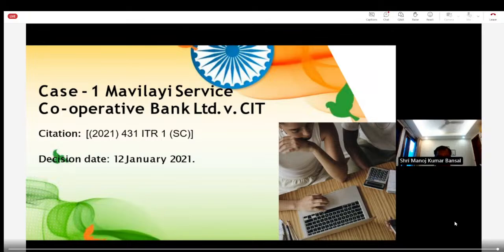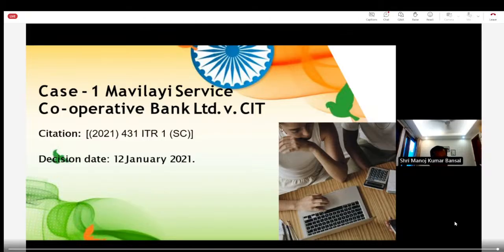Pointer number 11, can a primary cooperative society engage in supplying milk, oilseed, fruits or vegetables? Yes, it is allowed as well. It is allowable under section ATP.